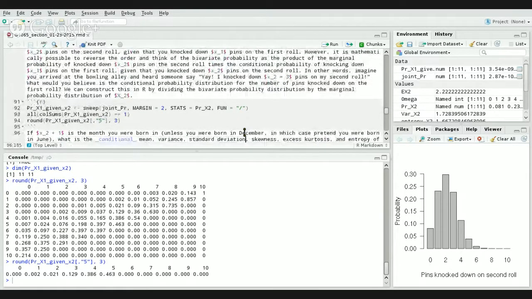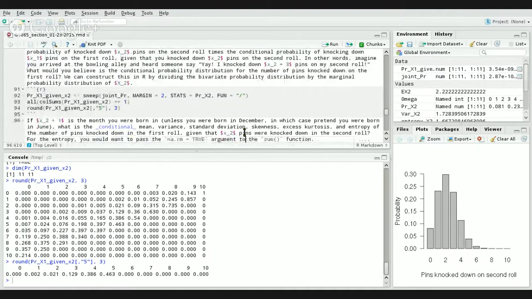So if that is the probability distribution conditional on knocking down 5 pins in your second try, we can do some exercises. If x2 plus 1 is the month that you were born in, excluding those of you who were born in December, in which case you can just imagine that you were born in June, what is the conditional mean, the conditional variance, the conditional standard deviation, the conditional skewness, the conditional excess kurtosis, and conditional entropy of the number of pins knocked down on the first roll, given that you knocked down x2 pins on the second roll?